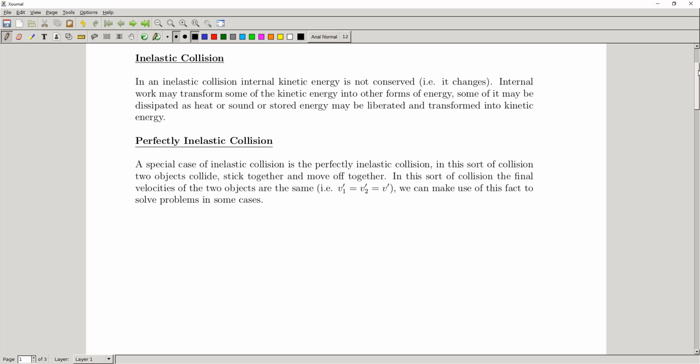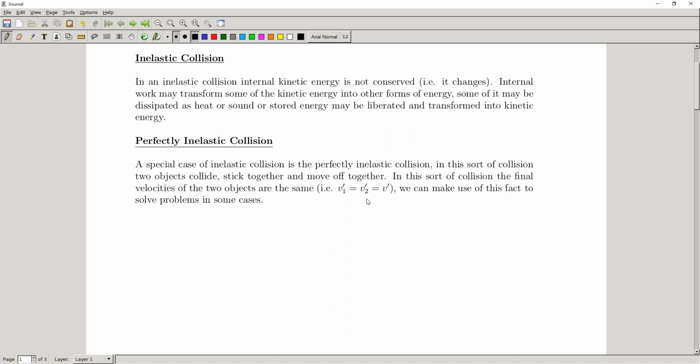same final velocity, right? So if we remember our notation from last time, our v1 prime indicates the final velocity of object 1 after the collision, and v2 prime is the velocity of object 2 after the collision. But because these two objects stick together during the collision and travel off together, those are both the same, and so we label both of those v prime. Okay, so v1 prime is equal to v2 prime, and we just call that v prime.